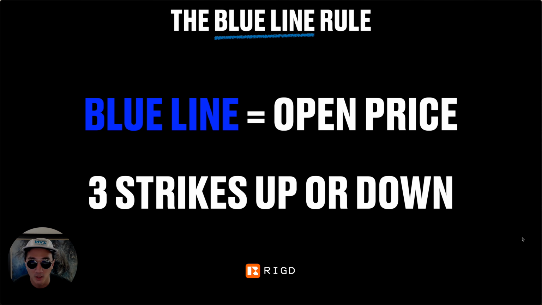Okay, let's get into the blue line rule. The thin blue line, go police, yeah. The blue line is the open price. And what you need to remember at all times, 3 strikes up or 3 strikes down. 3 up or 3 down from the blue line. Just knowing this, whether you use Rigged AI or not, is going to save you and help you in your Zero DTE trading. Now I'm going to get into some examples of different days where you see the blue line rule come into full effect.